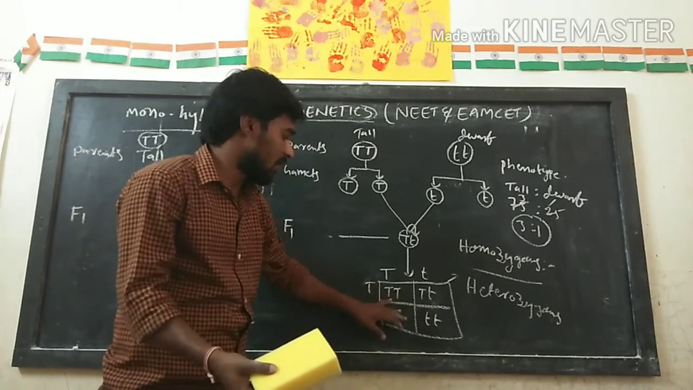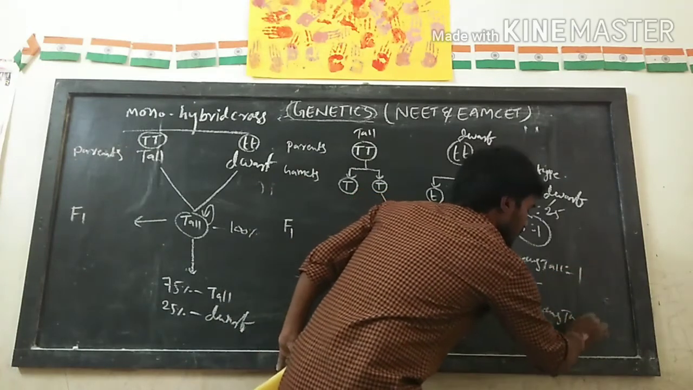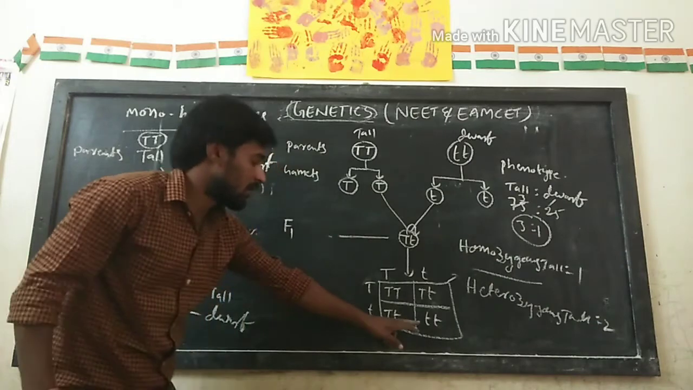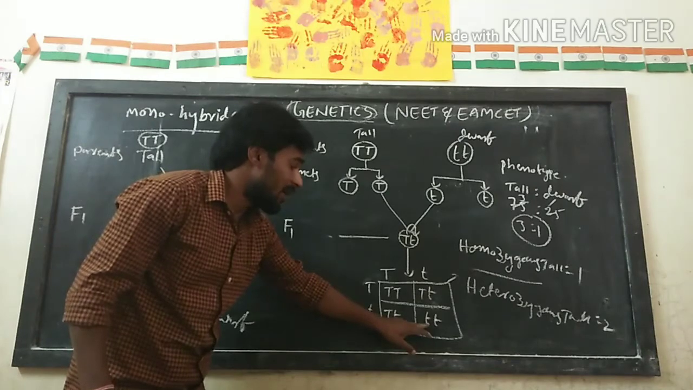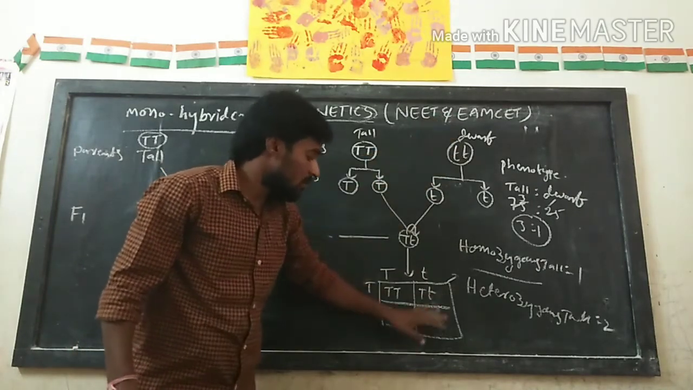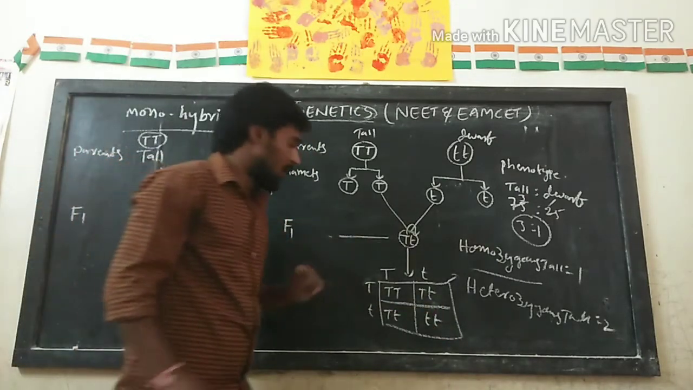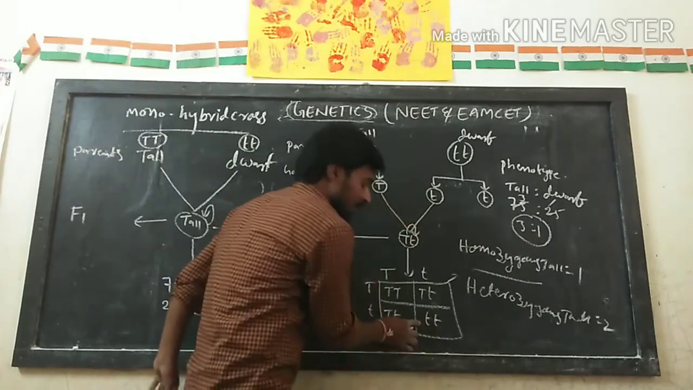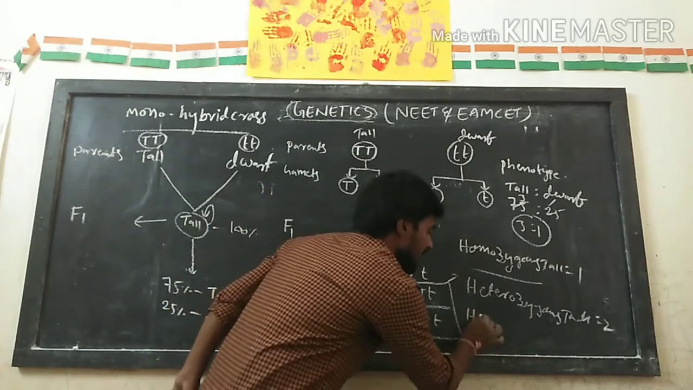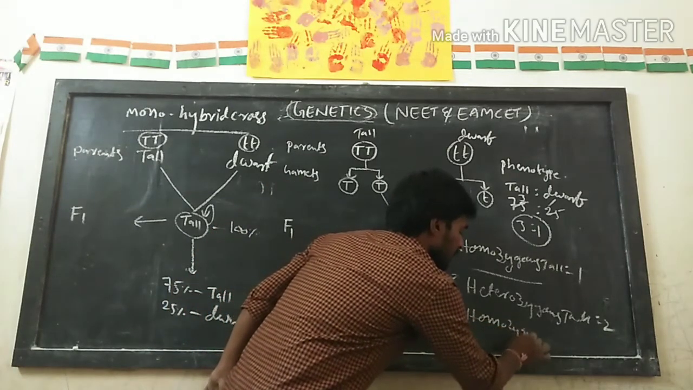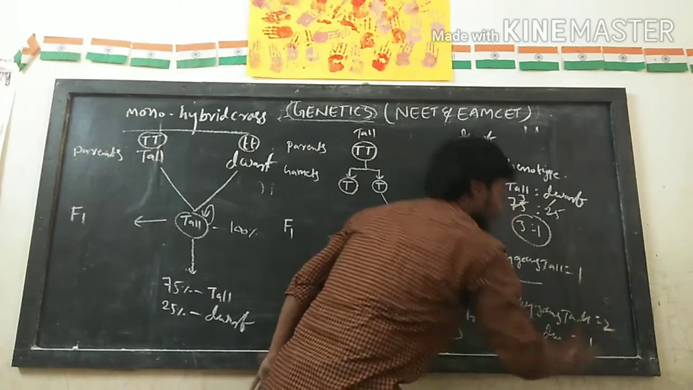There are 2 heterozygous tall and 1 homozygous tall. Last one, small t, small t. Which character? Dwarf character. Both characters are the same, externally and internally, and the plant is visible as a dwarf. Is it homozygous or heterozygous? This is homozygous because two genes are similar in nature. Homozygous tall or dwarf? It is dwarf.